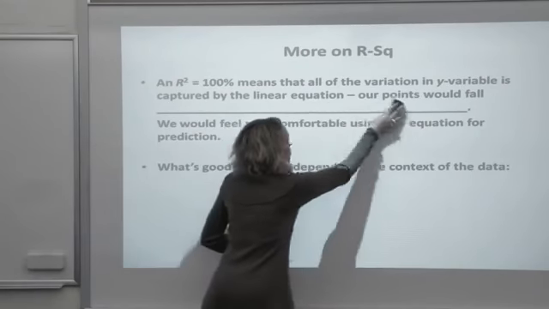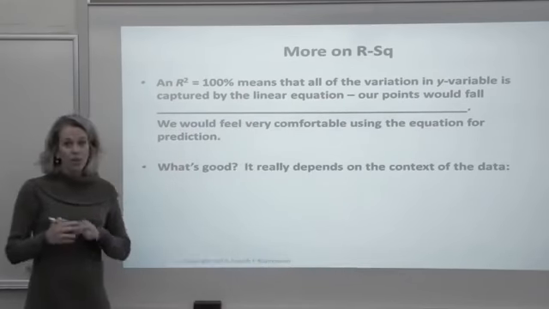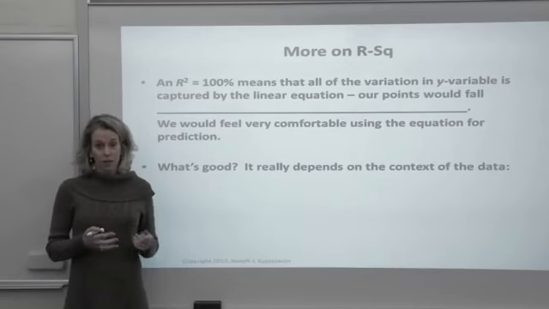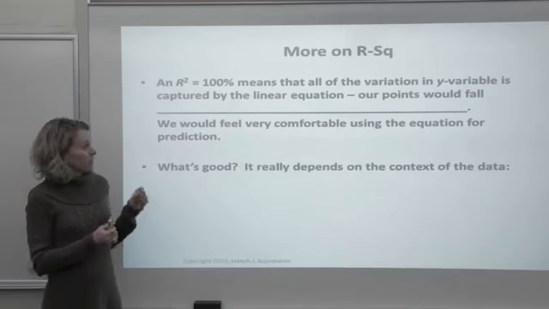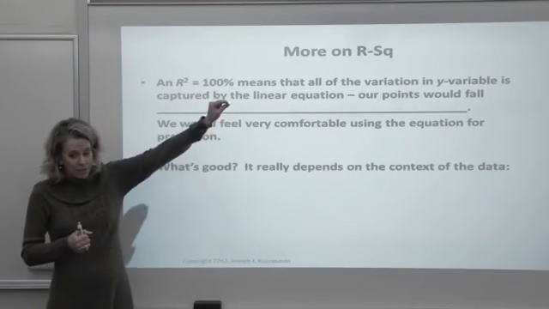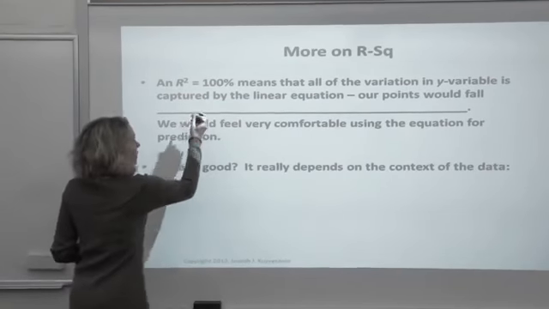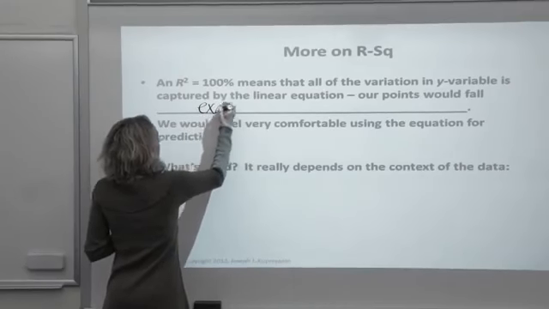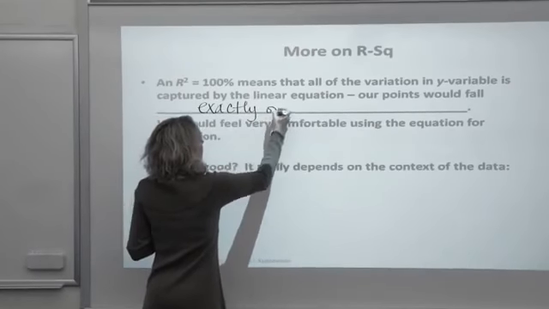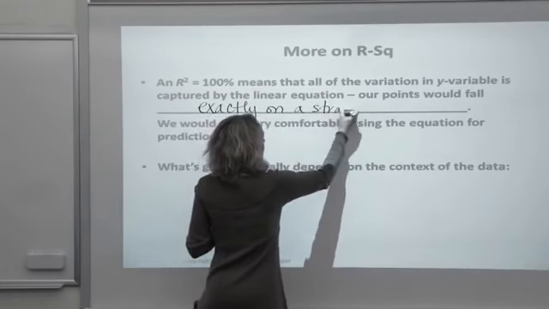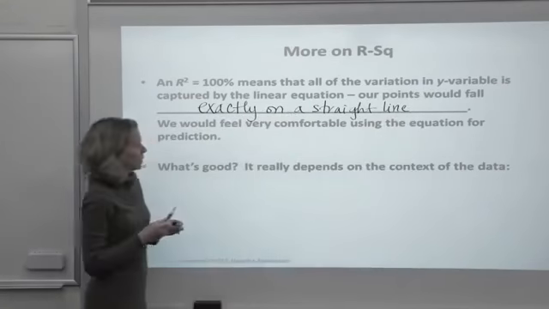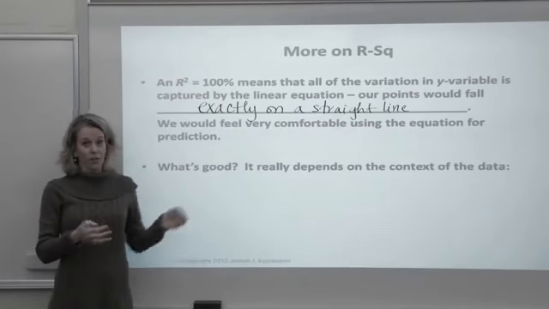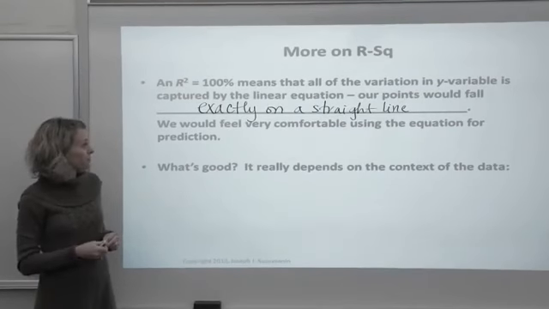Okay, the other extreme with R squared. What if R squared was 100%? That would mean that all of the variation in the y variable was captured by the linear equation. The only way that can happen is if all of your points fall exactly on that straight line. And if that was the case, we'd feel very comfortable using our equation for prediction.